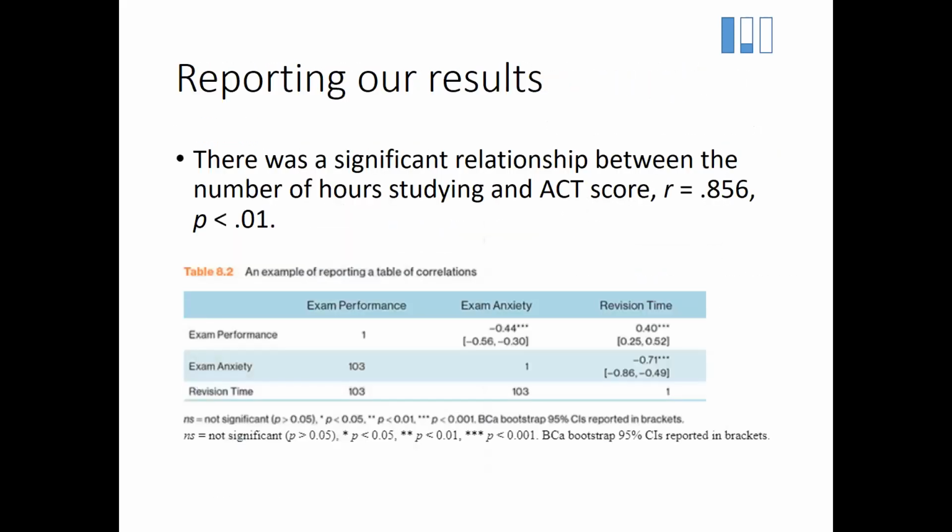So then, I take this out of the Field book. This is how you can report a table of correlations. We still keep that 1, which means essentially it's exam performance versus exam performance. It's going to match perfectly. But you could also go across to exam anxiety and revision time. Essentially, what we can see is this. I think the 103 is the number of values for both of those correlations.